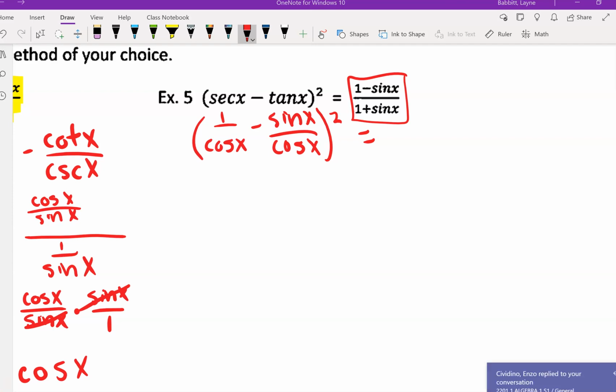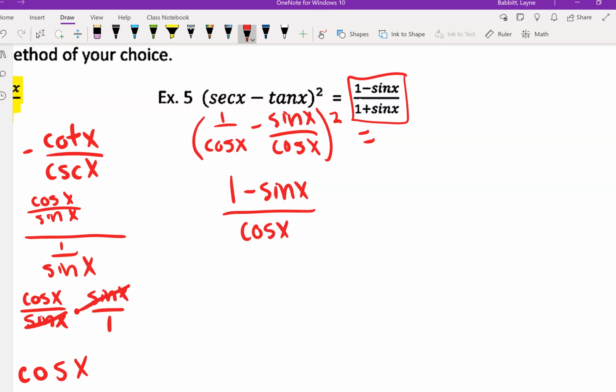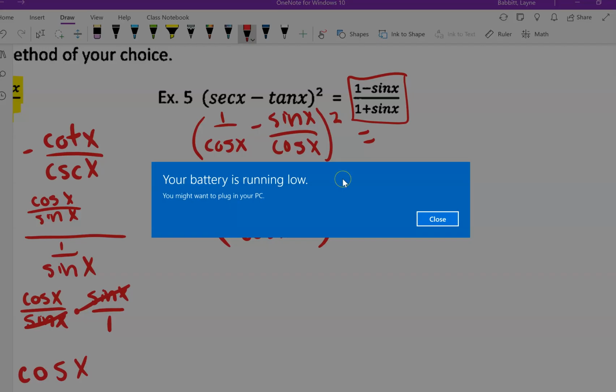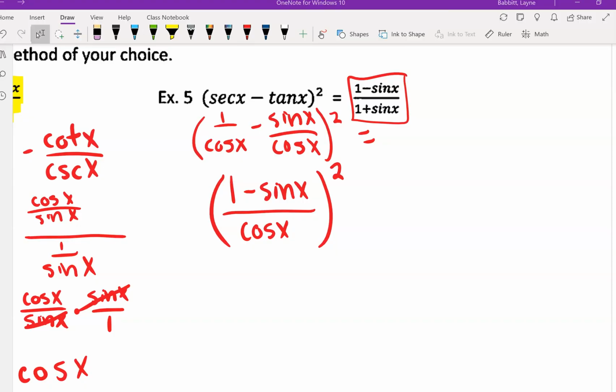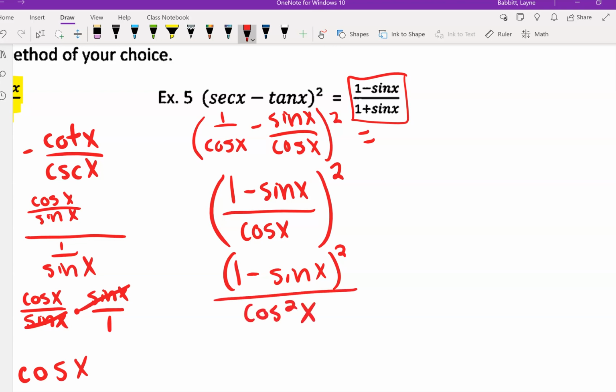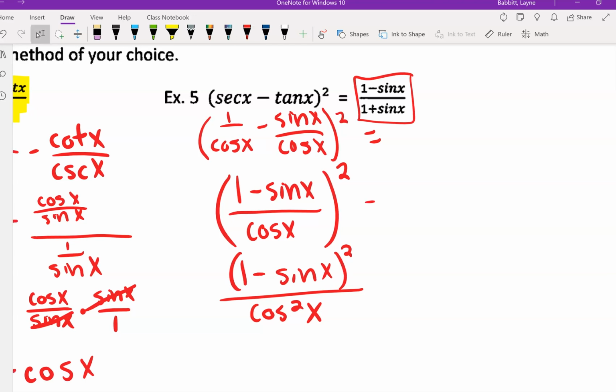Well, the next thing I notice is I can simplify because I have common denominators. I can do the next method of combining my two fractions. So this is going to be 1 minus sine x over cosine x squared. Oops, low battery. I'm going to simplify this a little bit. I'm just going to change this into 1 minus sine x squared on top and cosine squared x on bottom, because I can do more with both of those things separately than I could with them together.